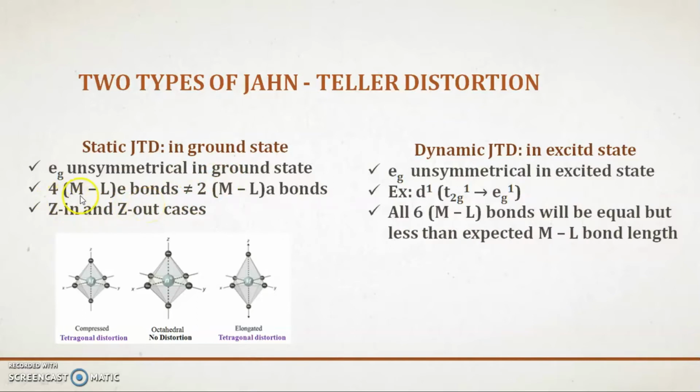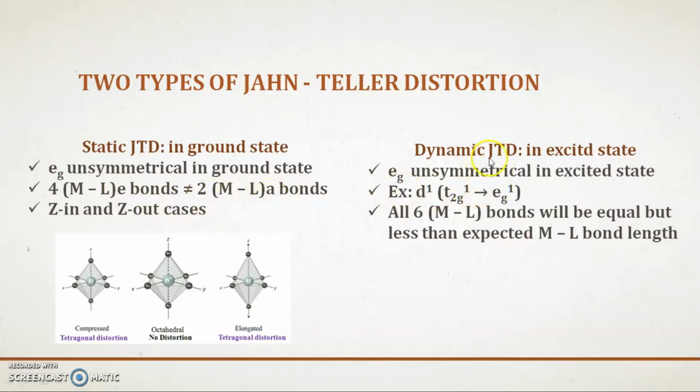And how can we identify it? Since there is going to be z-in and z-out, the bond length along the z-axis, that is the axial bond length, will not be equal to the equatorial bond length. So the 4 M-L bond lengths along the equatorial plane, that is the xy plane, are not going to be equal to the 2 axial bond lengths.